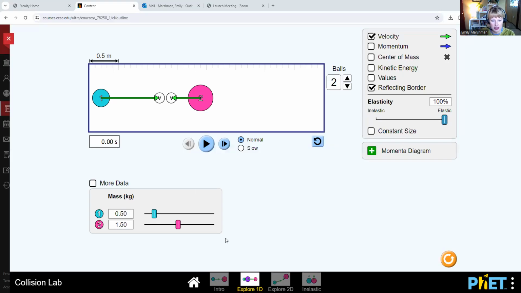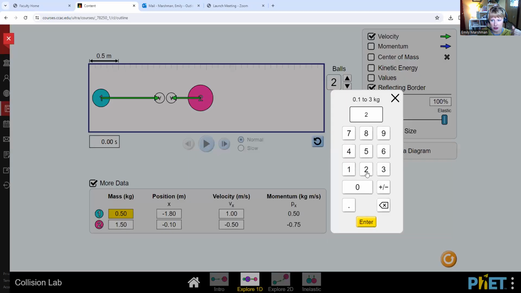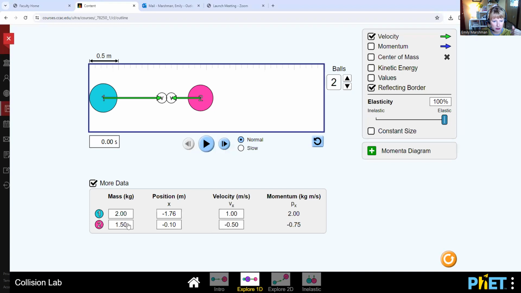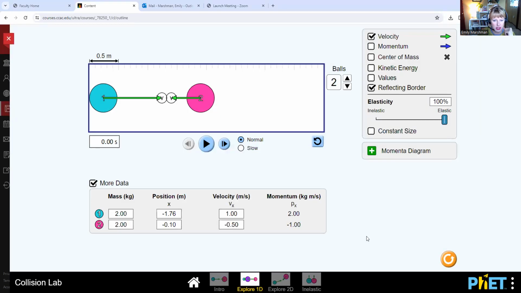When you get into the simulation, again, explore one dimension. You're going to click on more data. And then you're going to change the masses of each one. You both want them to be 2 kilograms. So type in 2 for that one. Click here, type in 2 for that one. So they have the same mass.